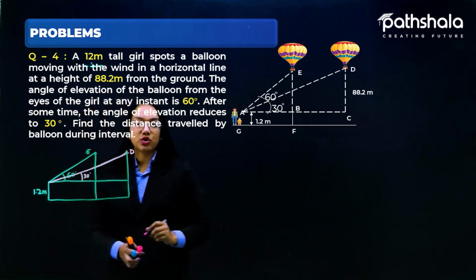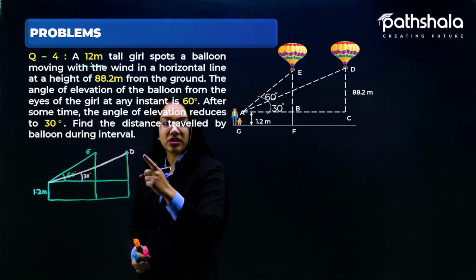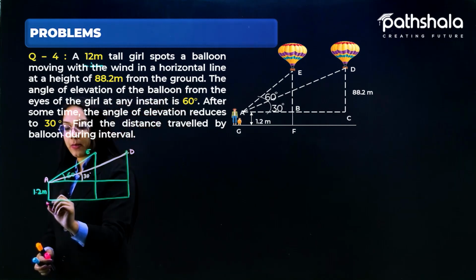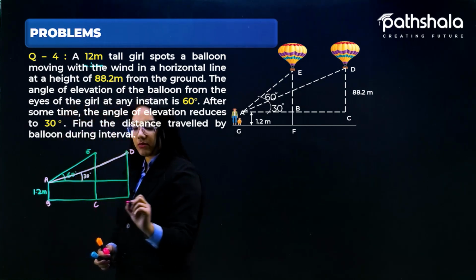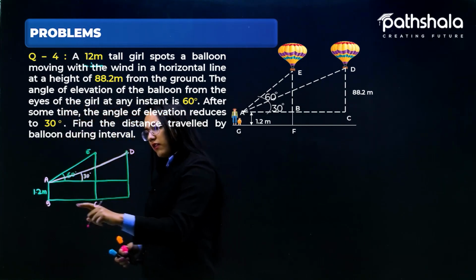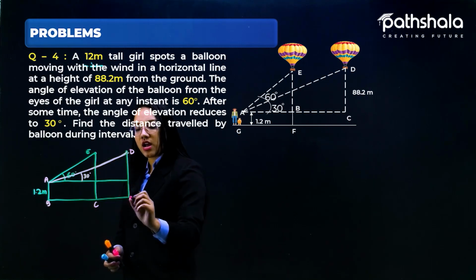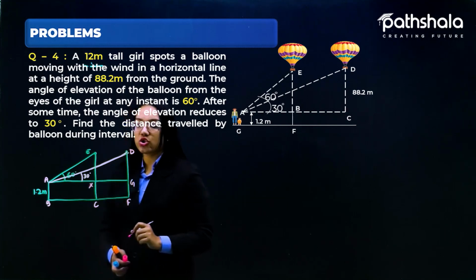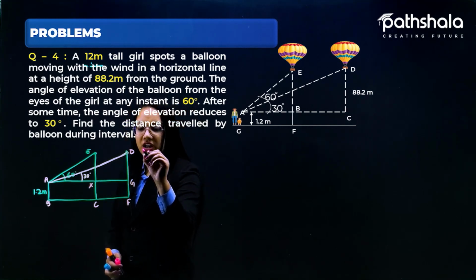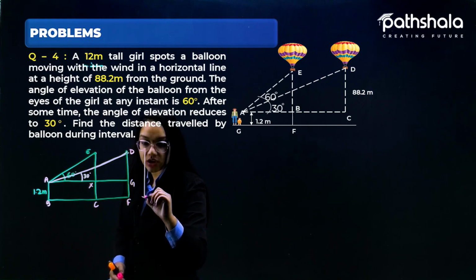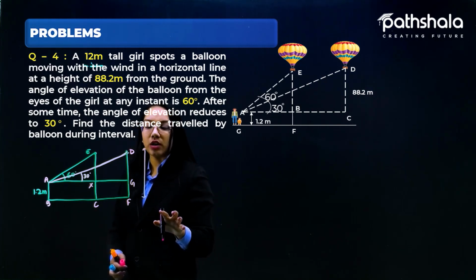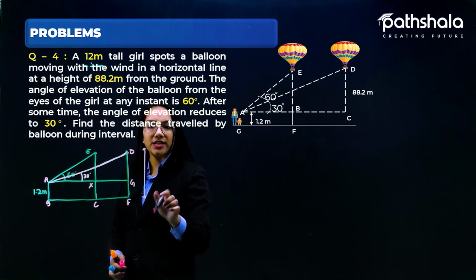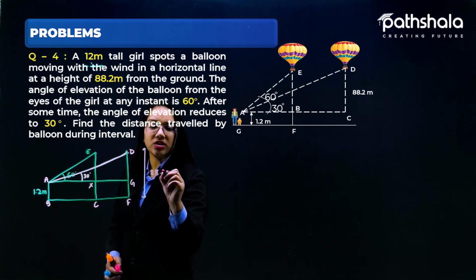This is 30 degrees. So if this is D and this is my horizontal line, I am calling the points A, B, C and D, E, and let us take F, G and X. First of all, we know that in total this particular height, DF, is 88.2 meters. So this is 88.2 meters.